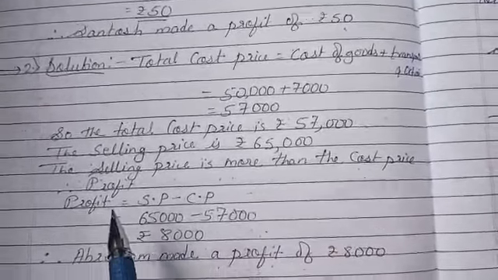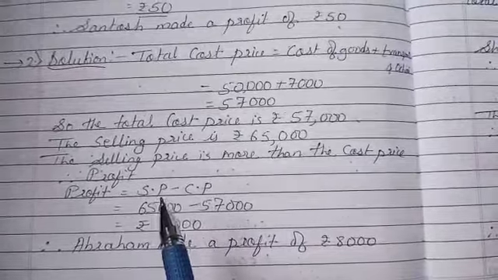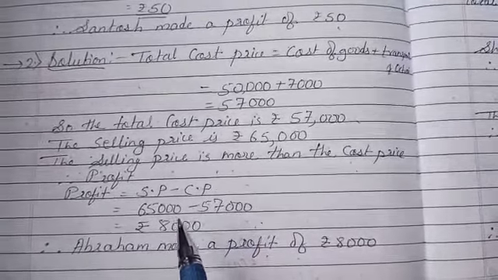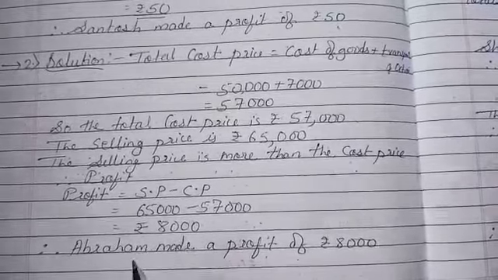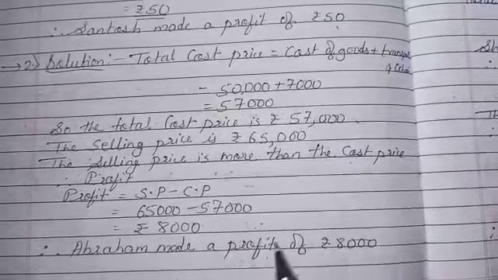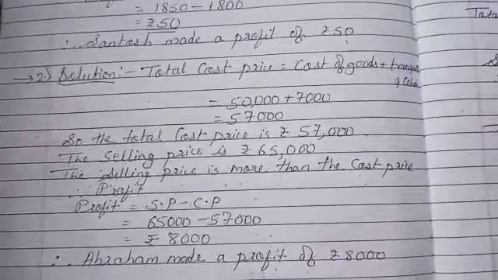So we will find the profit. The profit formula is selling price minus cost price. So 65,000 minus 57,000 gives 8,000. So Ibrahim made a profit of rupees 8,000. Now let's see the third question.